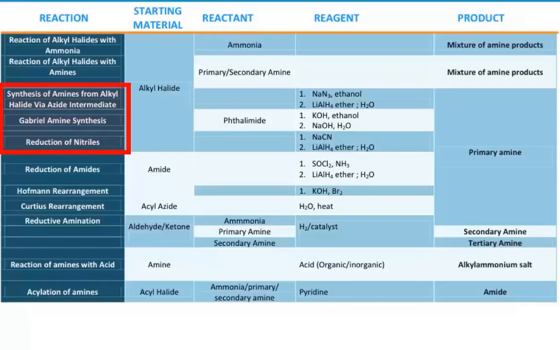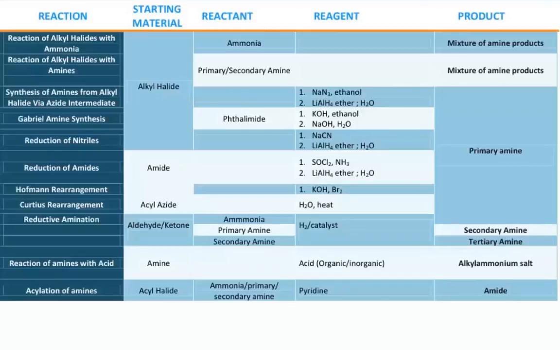The Gabriel amine synthesis and the conversion and subsequent reduction of nitriles and azides were found to be much cleaner methods, generating primary amines exclusively. We also looked at the reduction of amides and the Hofmann rearrangement. These reactions both start with an amide and produce a primary amine. However, the Hofmann rearrangement gives a product with one carbon atom less than the starting amide. The Curtius rearrangement also gives a primary amine with one carbon less than the starting acyl azide.